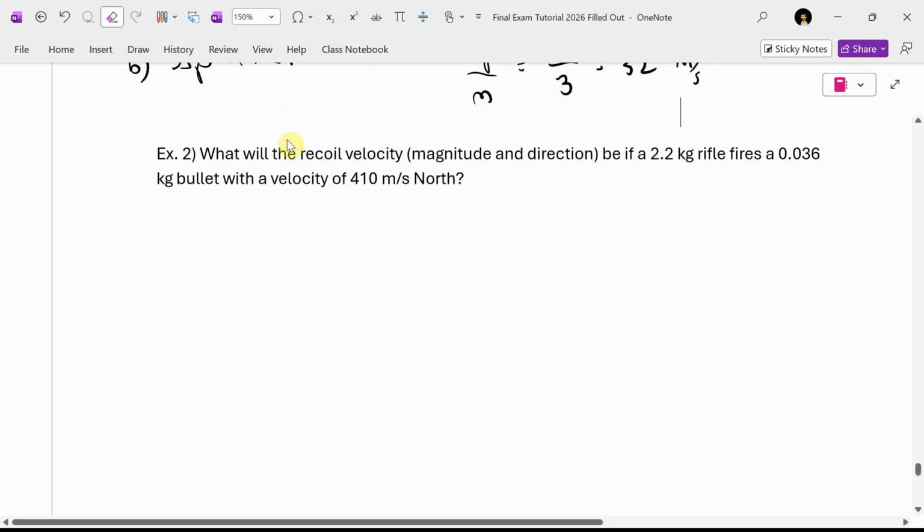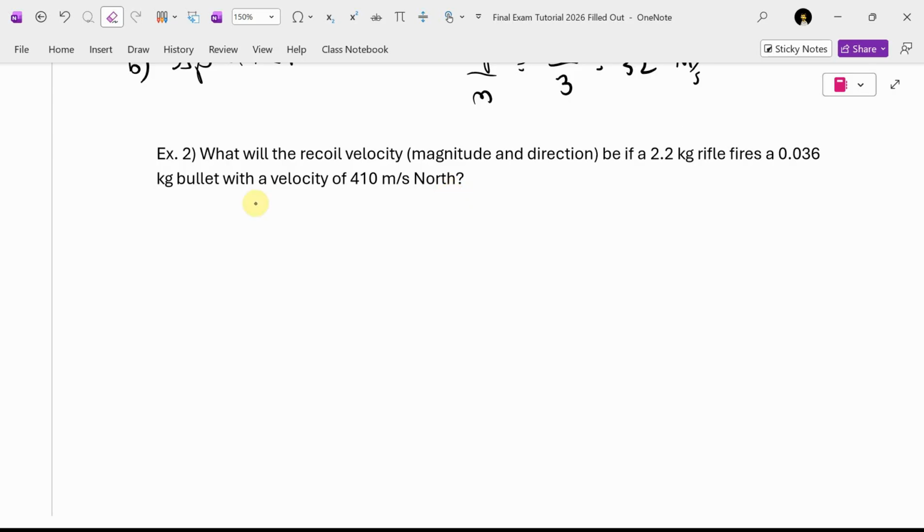Example 2: What will the recoil velocity, magnitude, and direction be if a rifle fires a bullet with a velocity of 410 meters per second north? When you fire a rifle, that's an explosion. There's more than one mass. Harmeet, this is going to be conservation of momentum. What did we say for that?